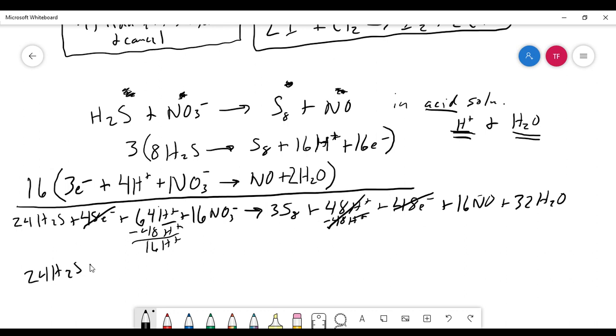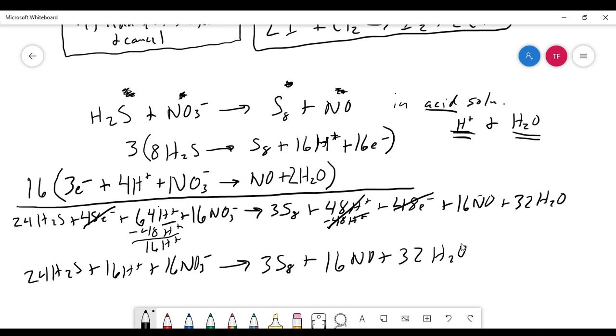24H2S plus 16 hydrogen ions plus 16 nitrate ions produces 3 sulfur molecules, 16 nitrogen monoxide molecules, and 32 water molecules. That should be our final answer. Now you just want to check, do you have the same number of atoms on the left and right, and do you have the same charge on the left and right?